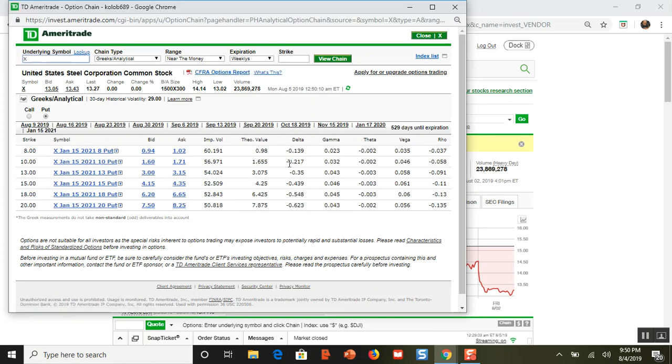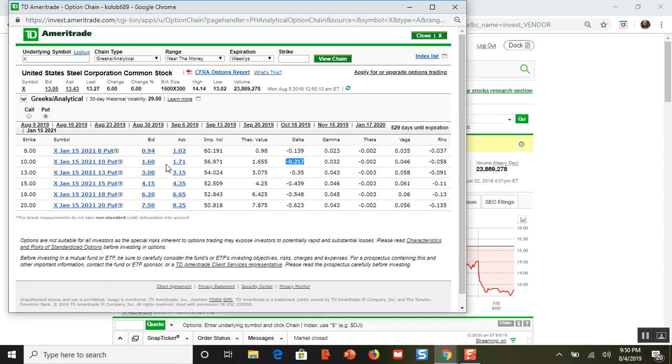Okay, and it looks like the delta is showing a negative 21. The reason why it shows negative is because it's a put. If it was a call, then it would just show a regular number. But just know that the delta is about 21 cents for every dollar that it goes down. Okay, so remember that number, 21 cents. That means if steel goes down $1, let's say to $12.43, then this put will be worth 180 something, 165, 186.